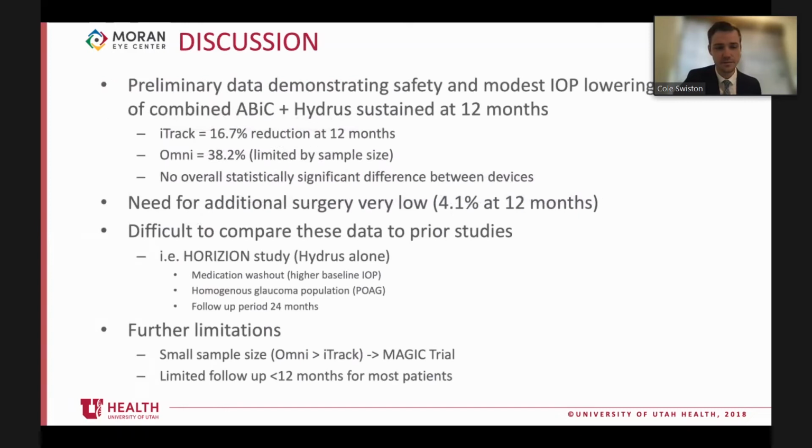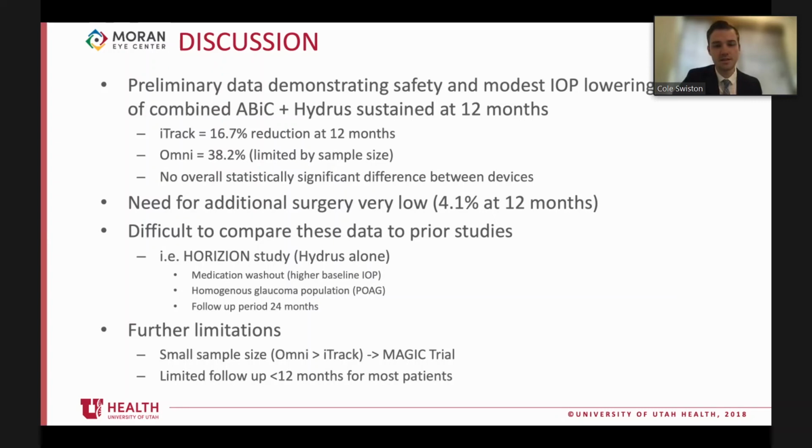So just a summary: we do have now preliminary data demonstrating safety and a modest IOP lowering effect of the combined AVIC Hydrus procedure, which was sustained at 12 months, about 17% IOP reduction in the iTrack group, and then 38% with Omni, though that was limited by sample size. Overall, no significant difference between these devices, given the low sample size in the Omni group. About 96% of these patients did not need additional surgery over that 12-month follow-up period.